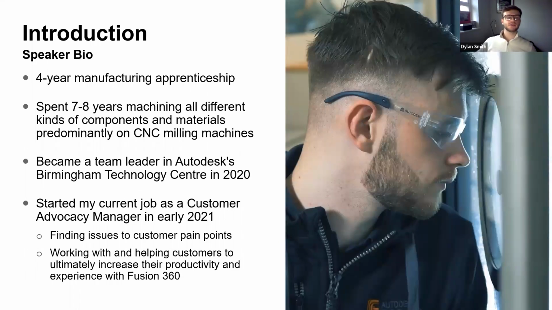So who am I then? So clearly you can see my name is Dylan Smith. I started off my career by doing a 4-year manufacturing apprenticeship, which is very common in the UK. It's where you learn and work on the job. Including that apprenticeship, I spent 7 to 8 years machining all kinds of different components, such as molds, dies, generative design parts, 2D, 3D, a whole host of different kinds of geometries and different materials, predominantly using CNC milling machines.